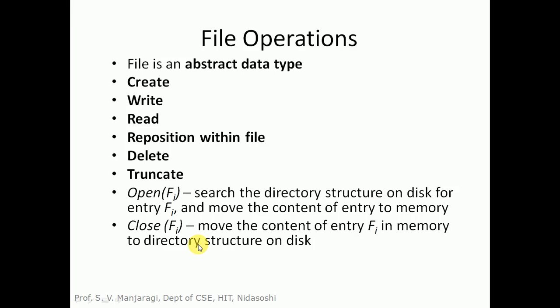There are system calls called open and close. Open is the system call for opening a file. It takes a parameter, fi, which is the name of the file that I want to open. What this open system call does is search the directory file on the disk for the entry fi. If the file is found in that directory, then it will be opened with the specific mode.